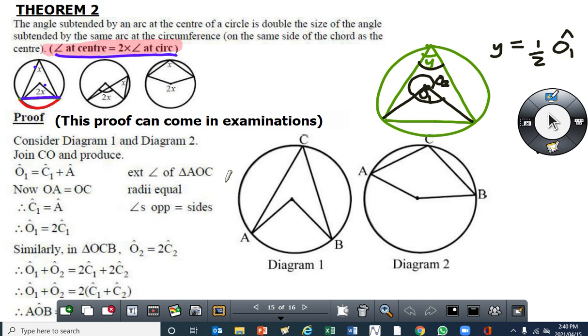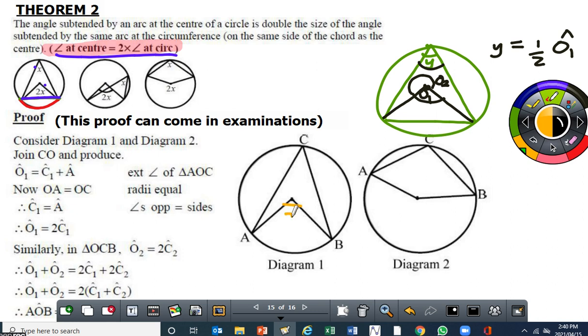So, if you have a diagram like this one here, let me use the big one. If this angle here is 2x, that angle there is going to be x. Why? Because both angles are subtended by the same chord, and that chord is going to be called AB or arc AB. Is that clear to everyone?